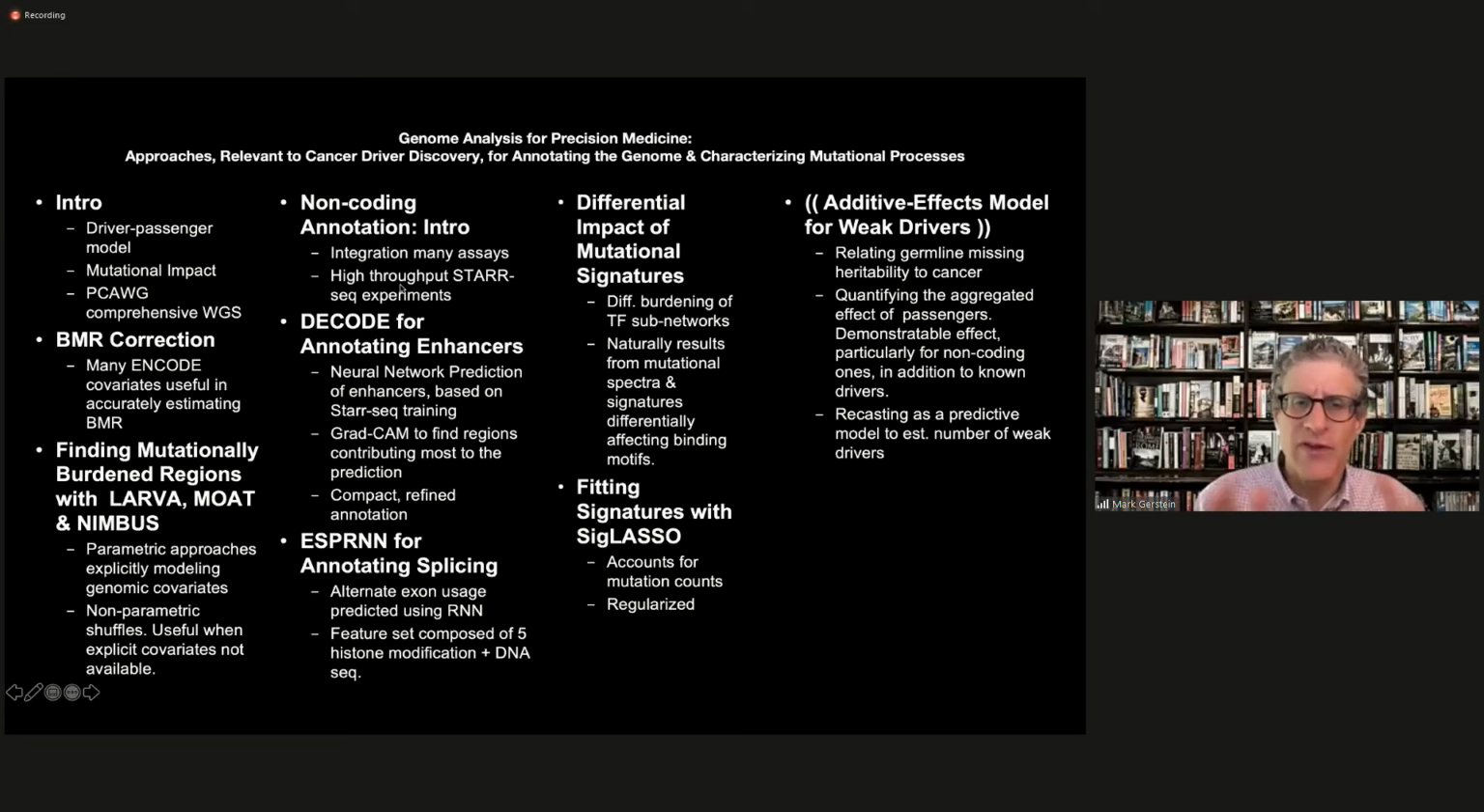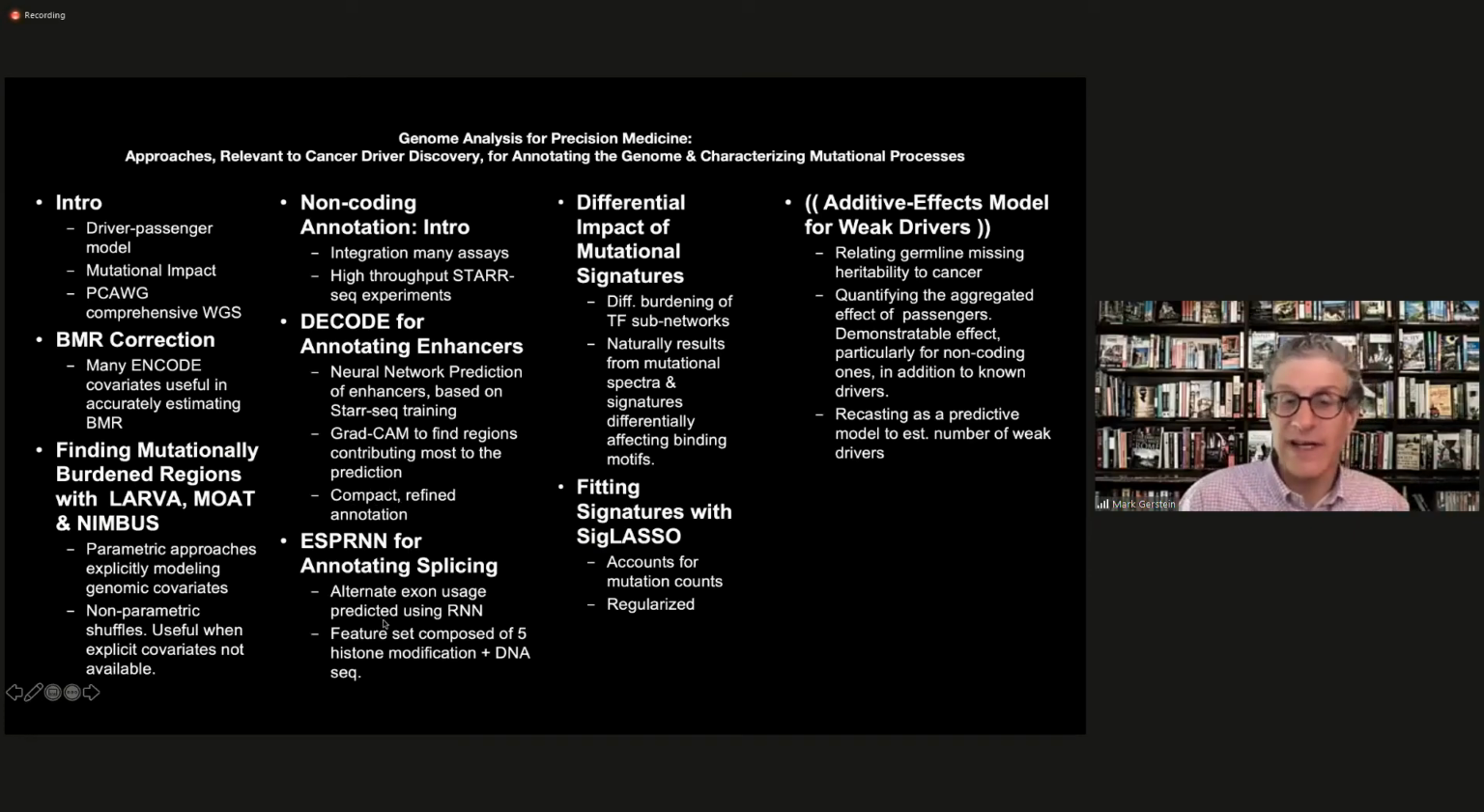Then we looked at this issue of the annotation. And I think one of the key issues here is developing an annotation that's very compact, that's a high power and accurate annotation. And here we talked about integrating many assays and how there's a lot of new assays around, such as this STARR-seq experiment that really gives very good information on particular genomic features. And then we looked at how we found the enhancers. We have a neural network method here. One of the key aspects is it uses this Grad-CAM procedure to find the regions around enhancers that are contributing most to the prediction, and that allows us to refine the annotation.